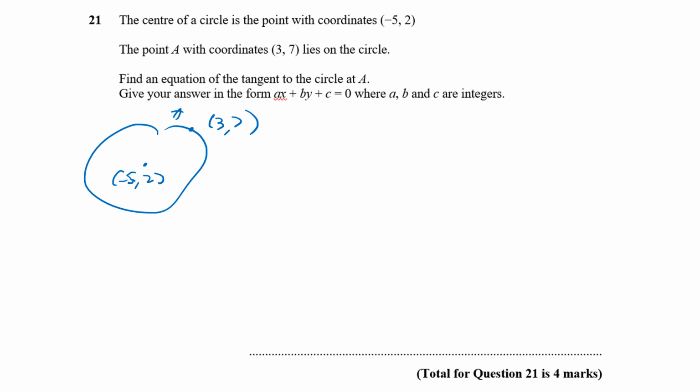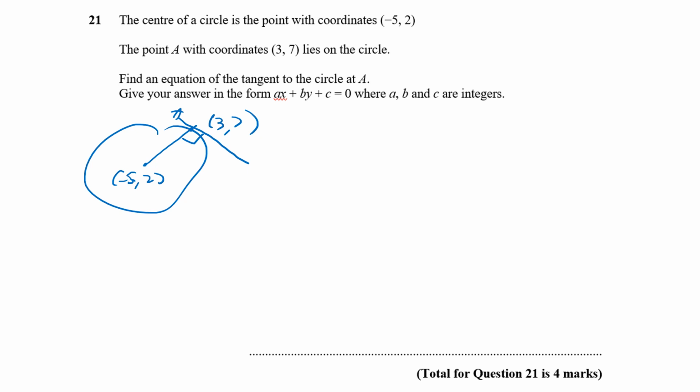So this is A. We want an equation of the tangent. Now, one thing we know about tangents to circles is they are perpendicular to the radius. So if I can find the gradient of the radius, I can find the gradient of the tangent. I know a point that it goes through, so I should be able to figure this out.